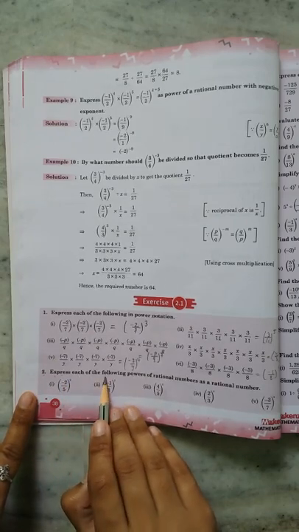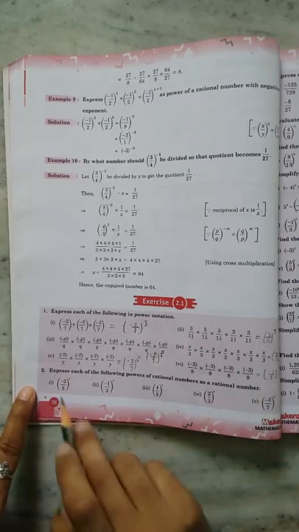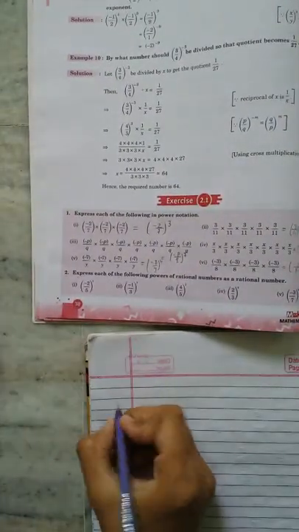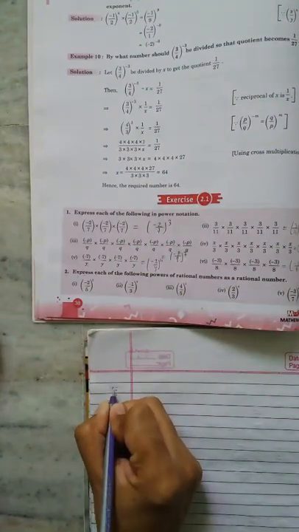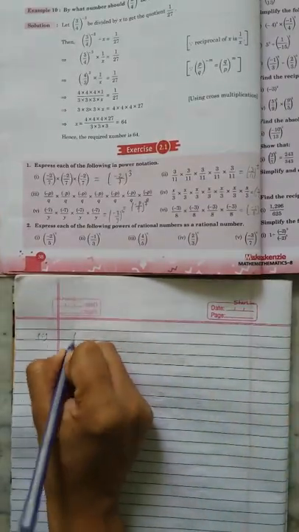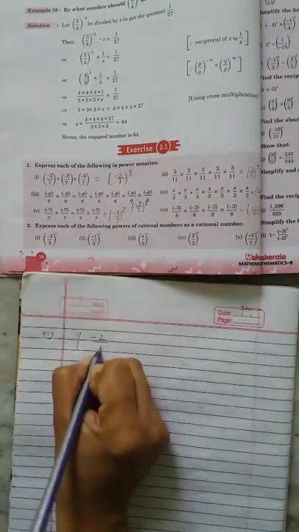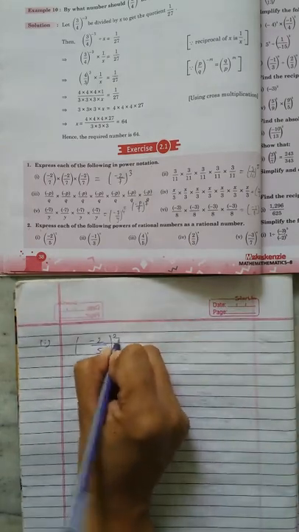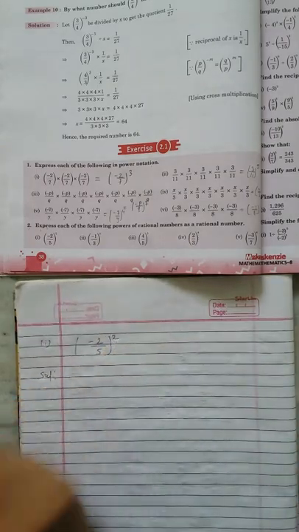Now, question number 2. Express each of the following powers of rational numbers as a rational number. Now, the powers are given and we have to find the rational numbers. Okay, so how is it found? We will solve this power notation. So, question number 1: minus 2 upon 5 raised to the power 2. Okay, so let us solve this question.